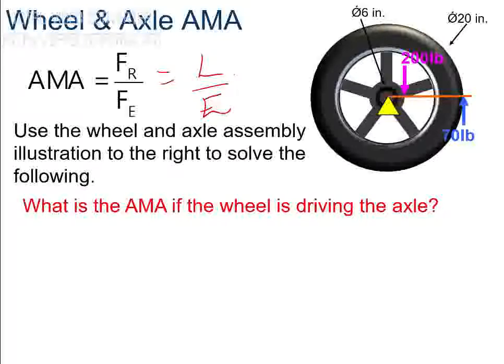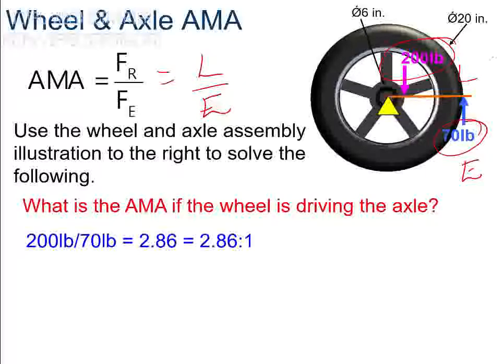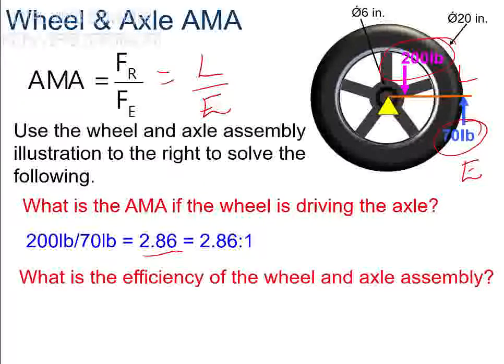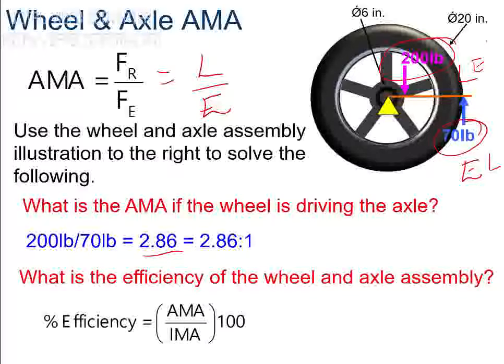If the wheel is driving, that means the force acting on the wheel is the effort, and the wheel is this one, therefore this one is effort in this equation, and this one is the load. Therefore, we can use 200 lb load over effort divided by 70, and you get 2.86. But what if this one is the load and this one is the effort? Vice versa, it becomes 70 over 200.